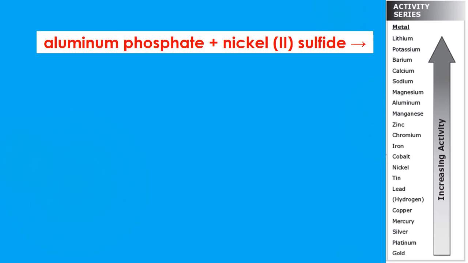Aluminum phosphate plus nickel(II) sulfide. So we have 2 substances reacting. And here we'll see that these 2 substances, their cations will switch places. So we'll get nickel going with phosphate and aluminum going with sulfide.